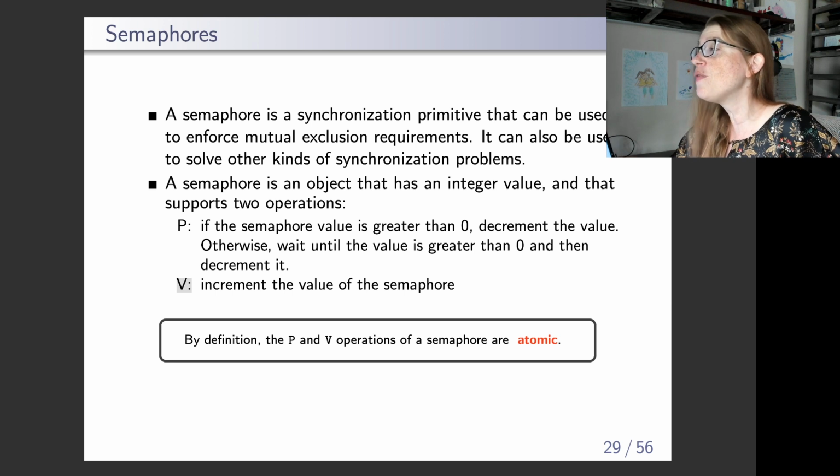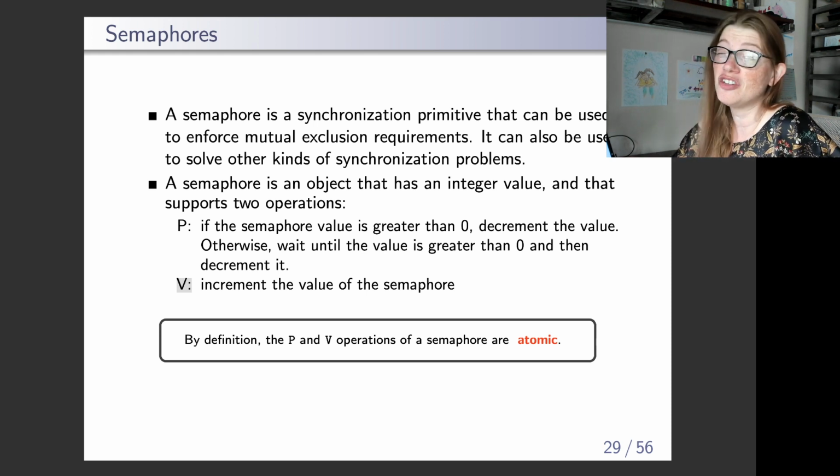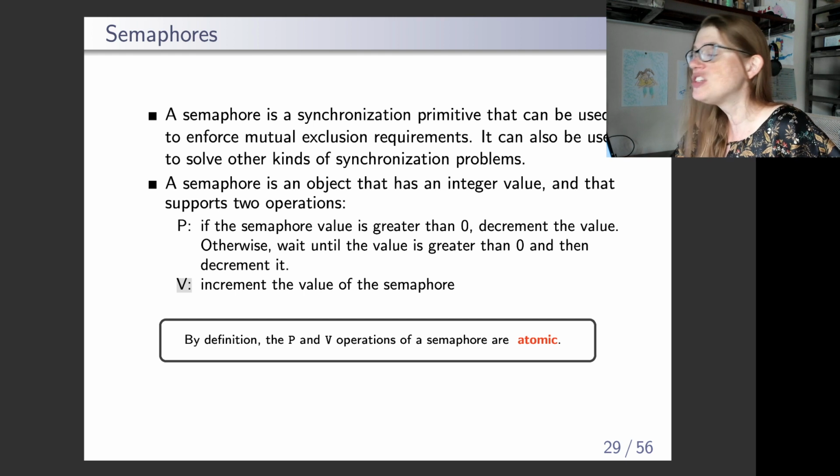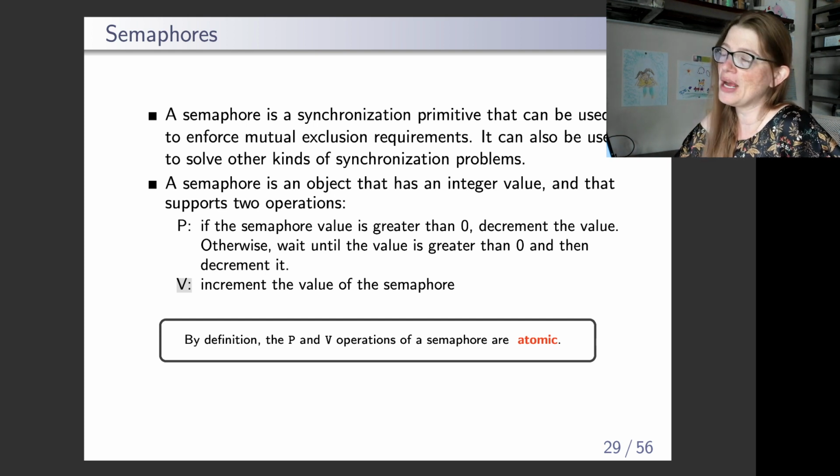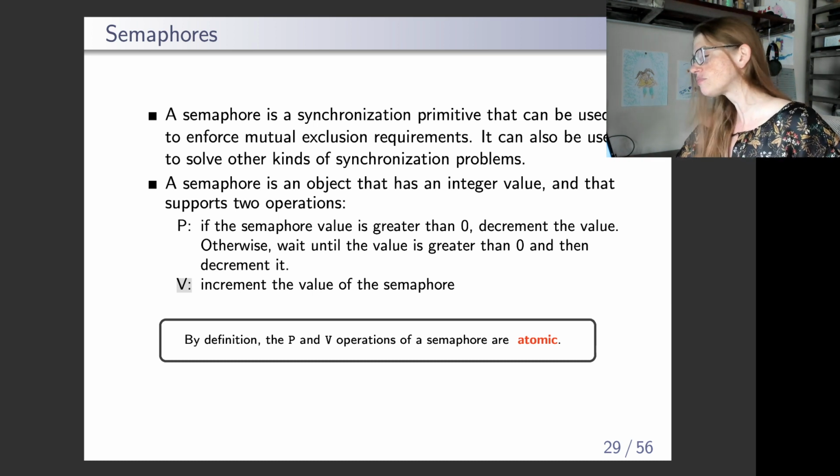Its pronunciation is supposed to represent passing. And the V is for the Dutch word vrijgave. I'm not sure how to pronounce it. It's supposed to mean release. The reason these functions are P and V for these two words is that the individual who created the semaphore in Dijkstra's paper was apparently quite fond of trains, and so he named his functions after train signals, or so the story goes.